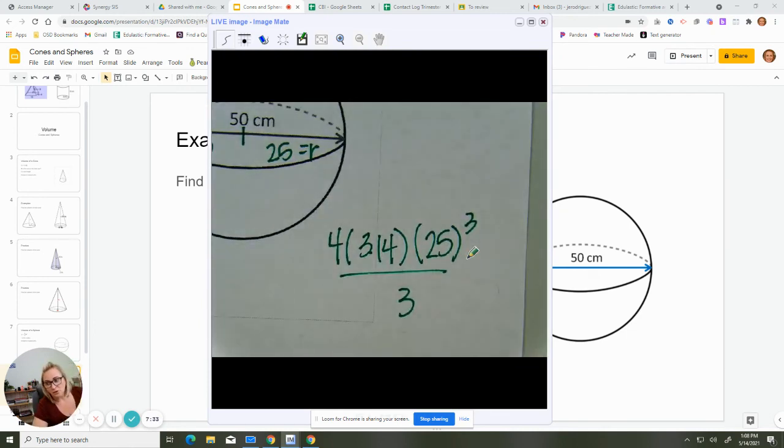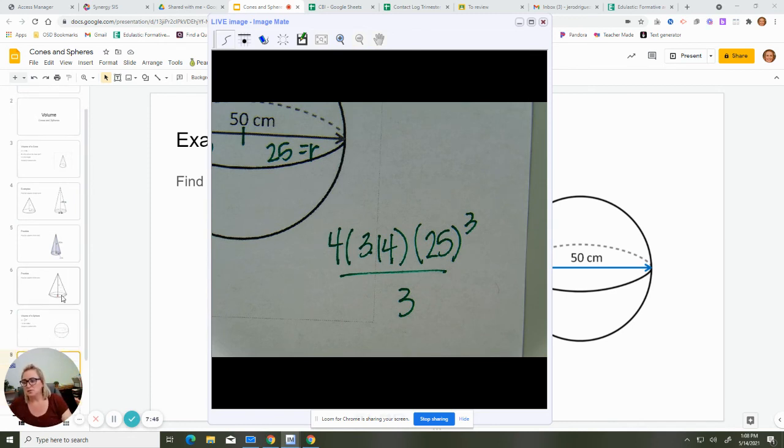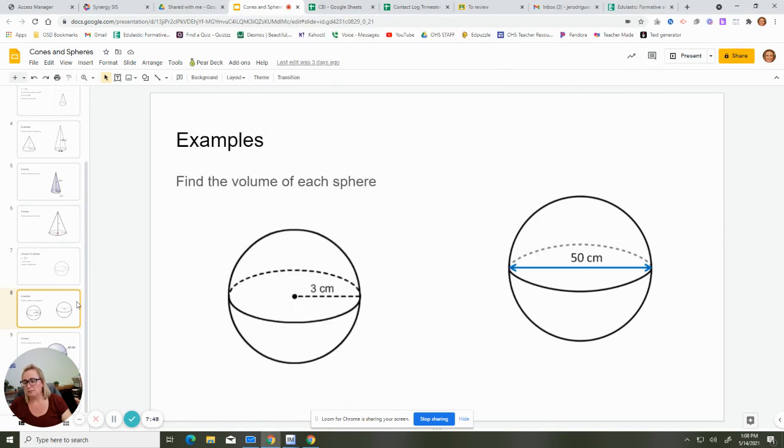Okay, now one thing you'll notice about spheres, and it might make you doubt your work, is that sometimes your numbers are going to be quite large. If you have anything as a radius that is 10 or larger, it's going to be a pretty big number. So don't be panicking if you end up getting a large number. It doesn't mean you did anything wrong. Remember, we're raising it to the third power, so it kind of makes sense.